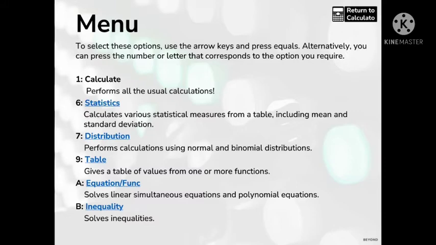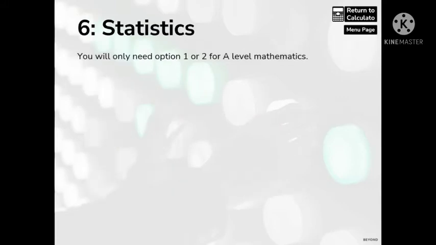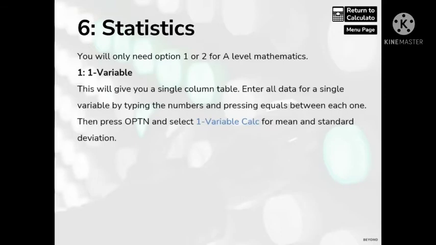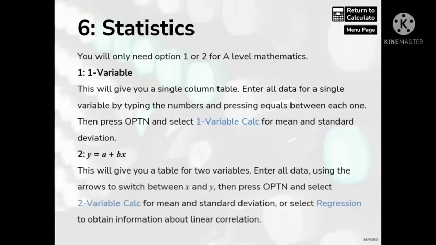So the calculator performs all the usual calculations. That kind of seems obvious. Statistics mode calculates various statistical measures from a table, including the mean and the standard deviation. So you'll only need option 1 or 2 for A-level maths. Option 1 is the 1 variable. This will give you a single column table. Enter all data for a single variable by typing the numbers and pressing equals between each one. Then press option and select 1 variable calculation for mean and standard deviation calculations, and the variance as well.